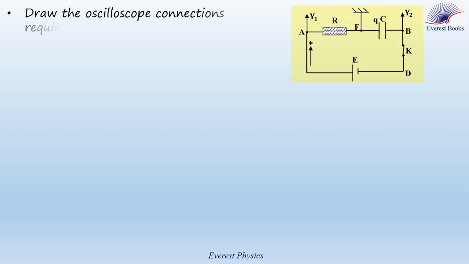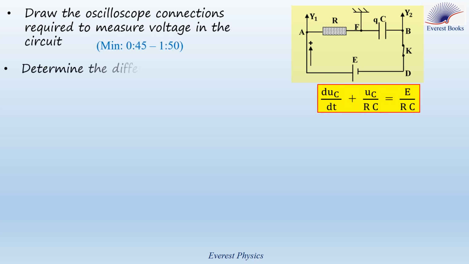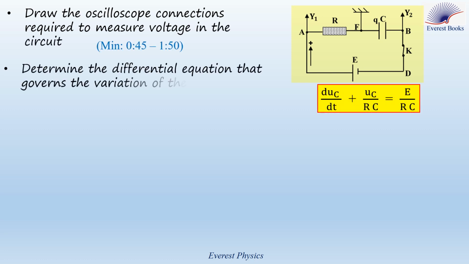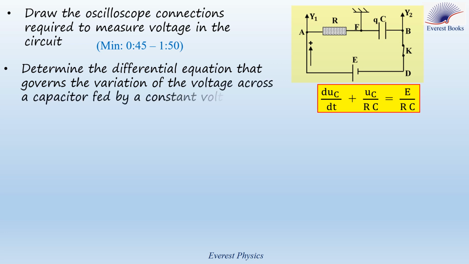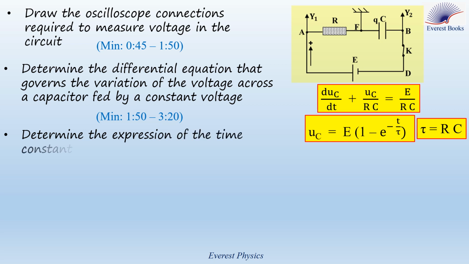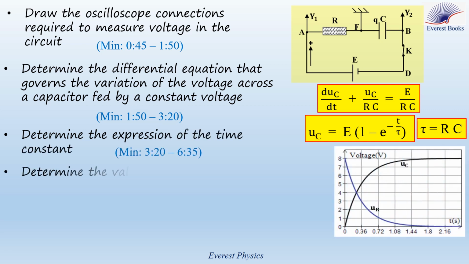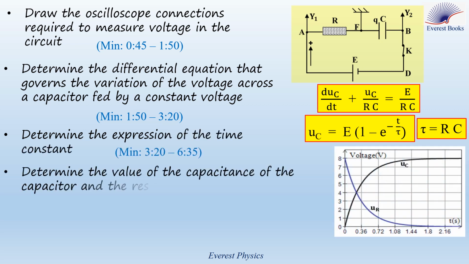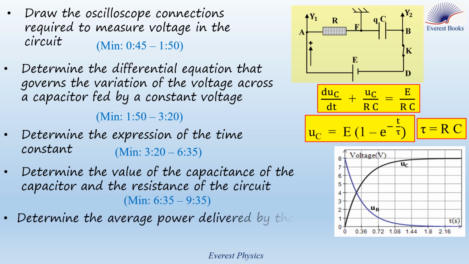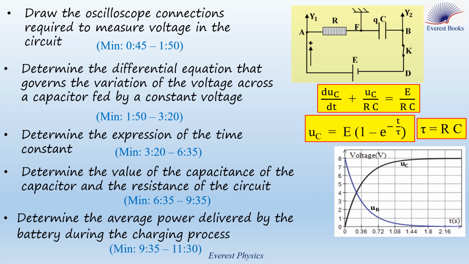In this solved exercise, we are going to draw the oscilloscope connections required to measure the voltage in the circuit. Determine the differential equation that governs the variation of the voltage across a capacitor fed by a constant voltage. Determine the expression of the time constant. Determine the value of the capacitance of the capacitor and the resistance of the circuit. Determine the average power delivered by the battery during the charging process.